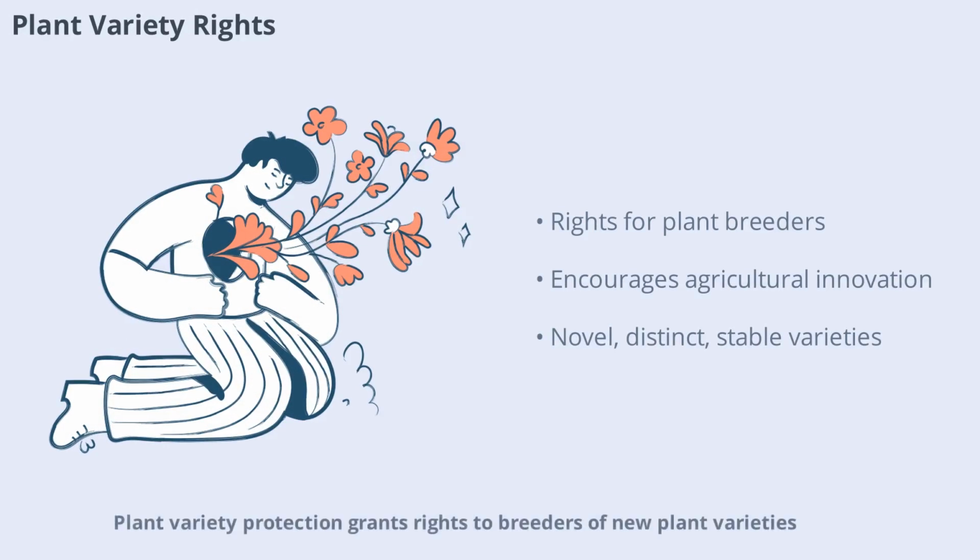Plant variety protection grants rights to breeders of new plant varieties. To qualify, the variety must be novel, distinct, uniform, and stable. The Protection of Plant Varieties and Farmers' Rights Act 2001 outlines these requirements. Breeders receive licenses to produce, sell, export, and import the protected material. This system encourages innovation in agriculture, ensuring breeders are rewarded for developing new varieties that benefit society.